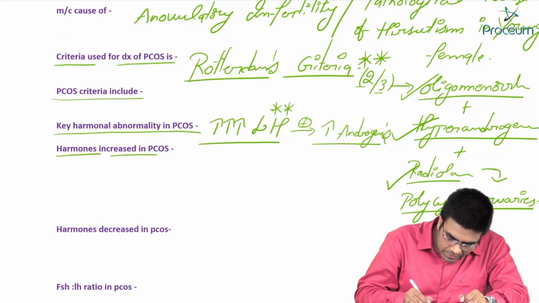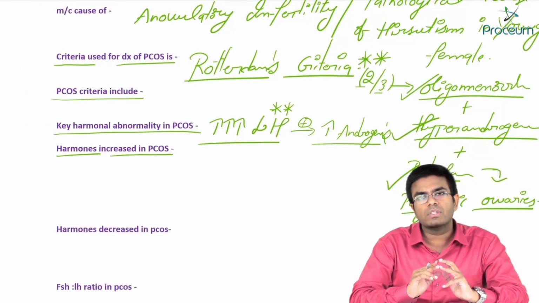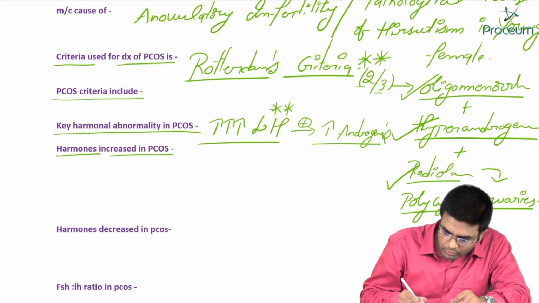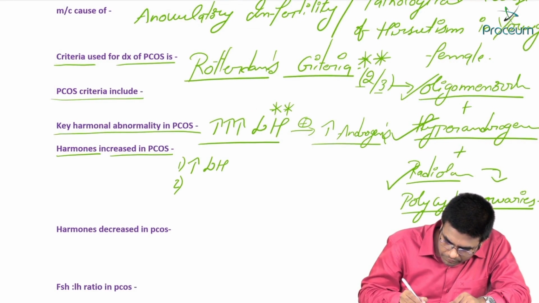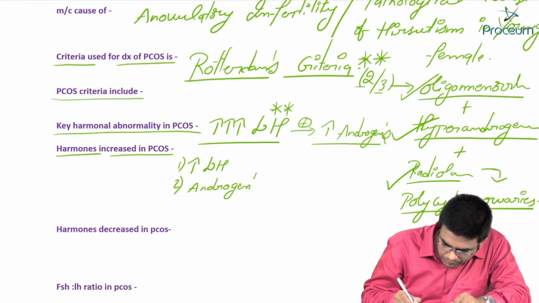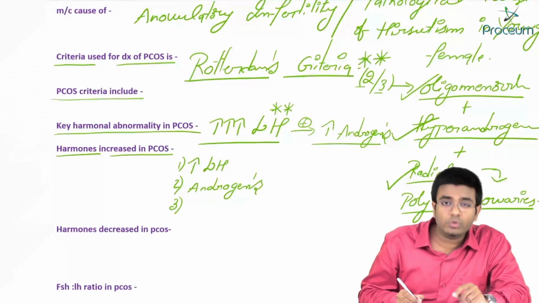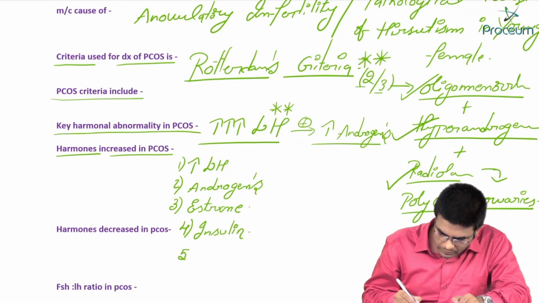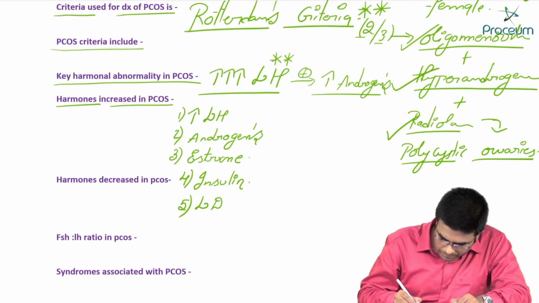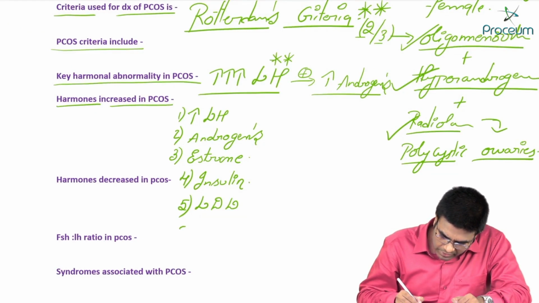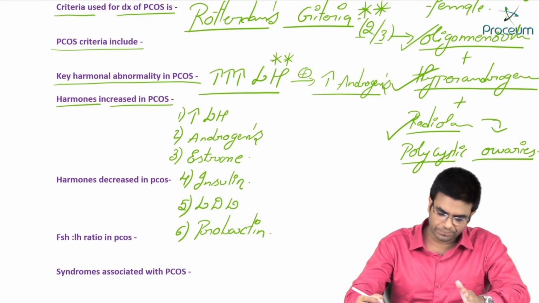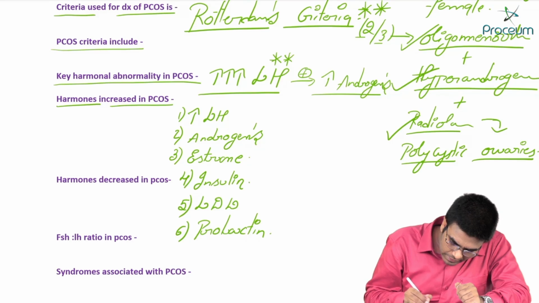Now, hormones increased in PCOS. Which hormones are increased and which are decreased is a very important topic. Hormones increased in PCOS are, first of all, LH, elevated LH. Second, androgens. Next, estrogens, especially estrone. Next, insulin. Next, LDL cholesterol. And sometimes there are increased levels of prolactin. So these are the hormones which are increased in PCOS.